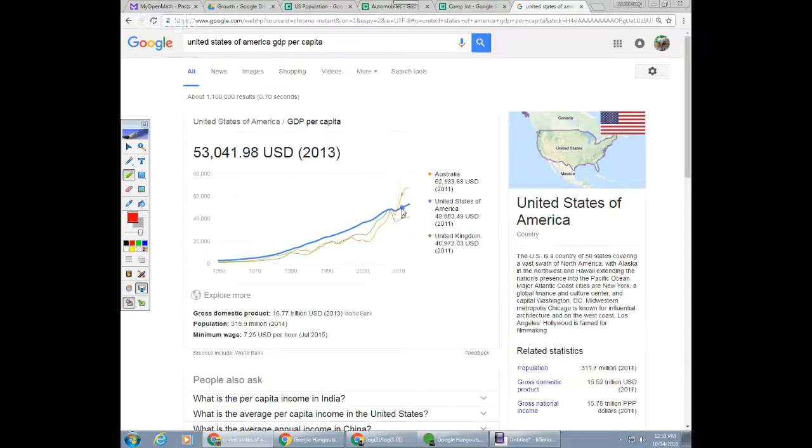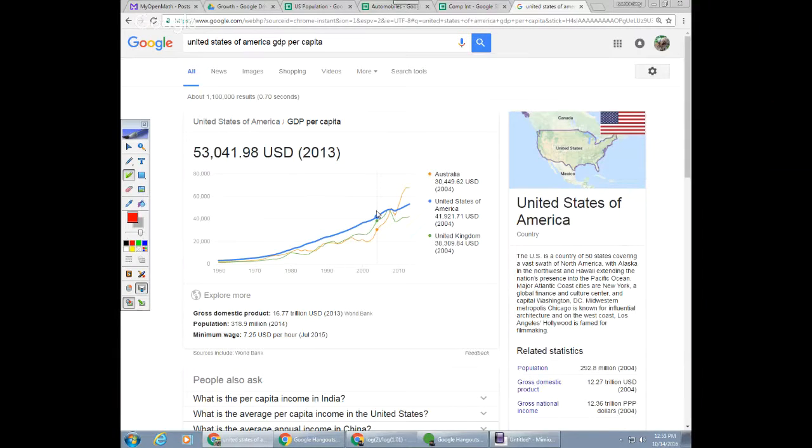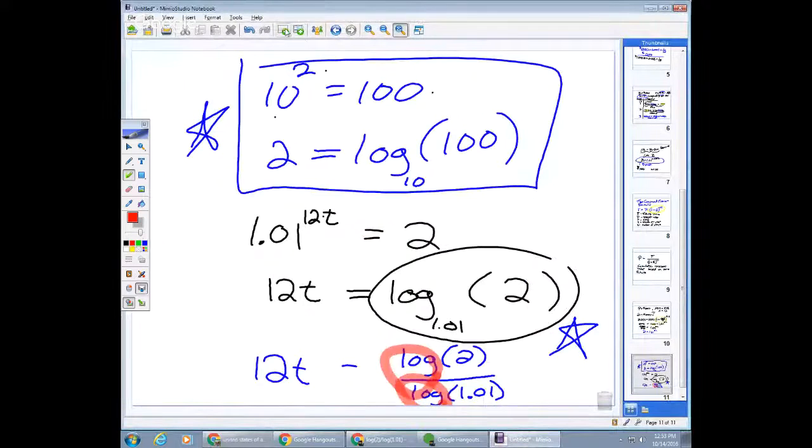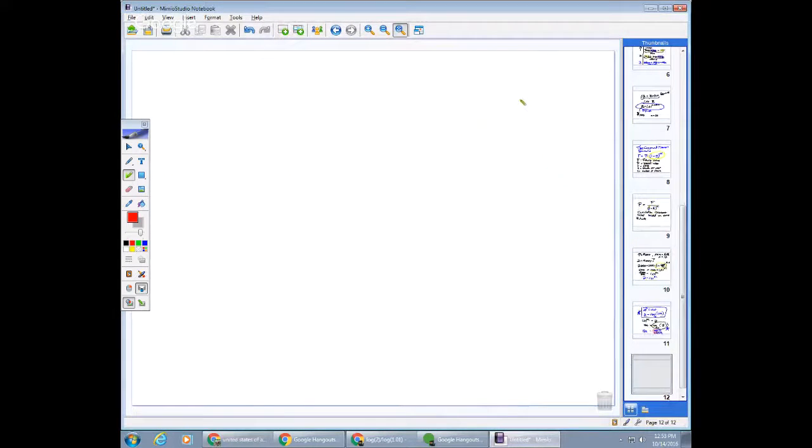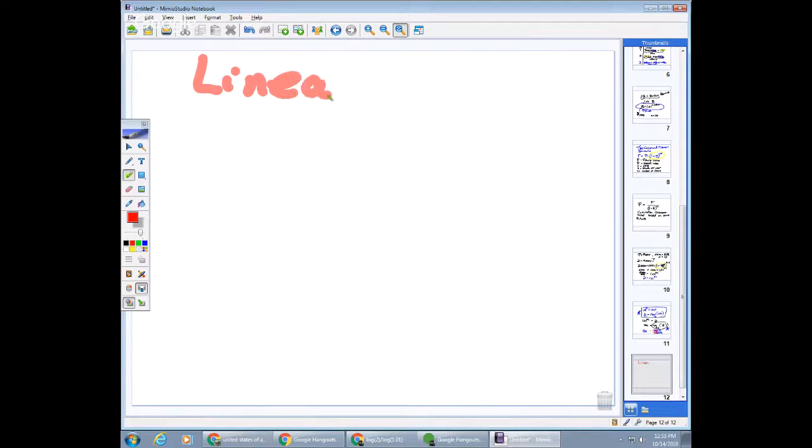So that's interesting. So your job is to find some data and then see if you can do something with it. Now, what types of change have we been dealing with? Well, we've been dealing with two types. We've been dealing with linear change, which is straight, yeah. So linear is straight.